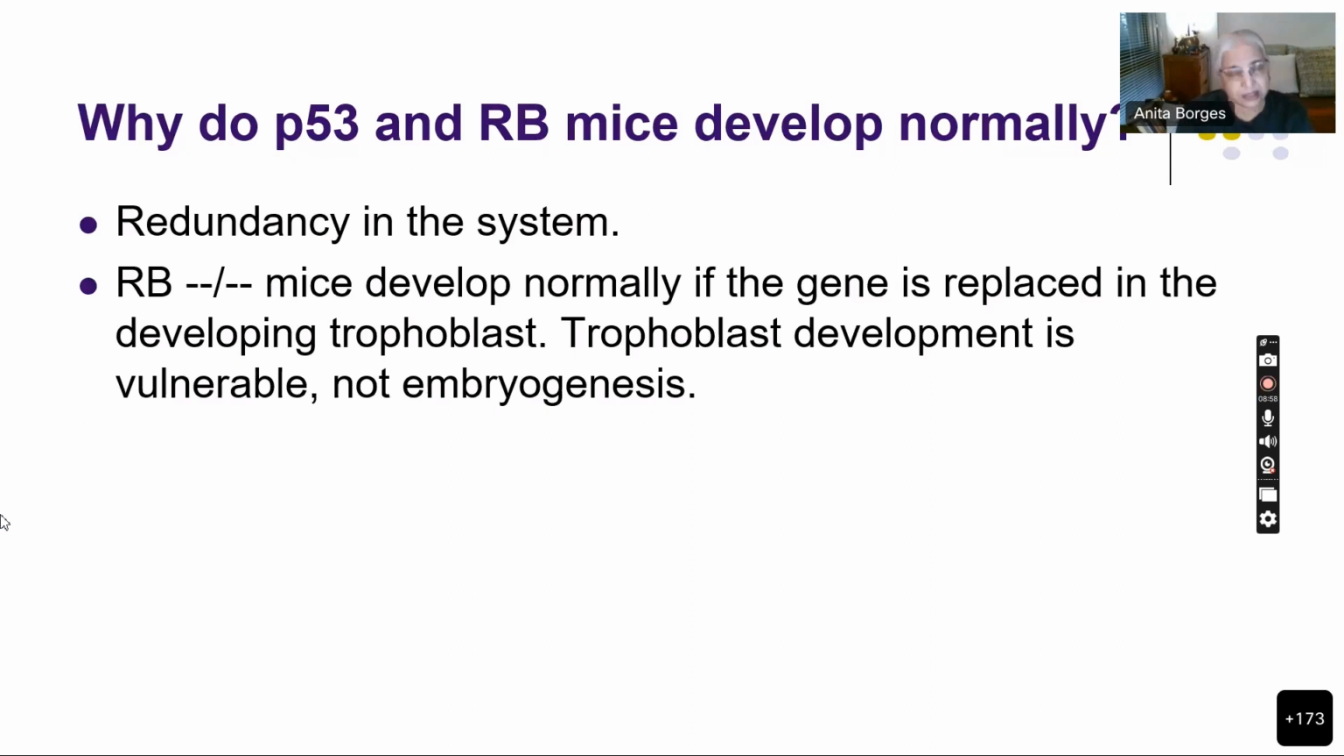Now with RB, it is a very interesting situation. The RB is very, very important in the development of the placenta. Trophoblast development is very dependent on having at least one allele of RB. So if you knock out both alleles of RB, mice will not develop. Okay, why? Because the placenta will not develop. But if you are able to keep that placenta going by putting back the RB in the placenta, that means in the extra embryonic cells.